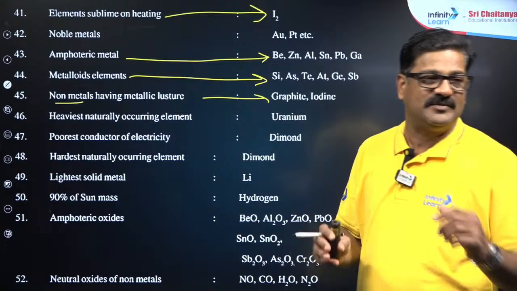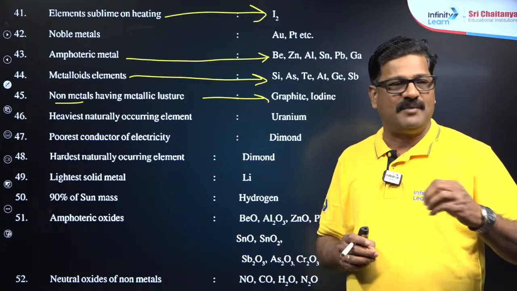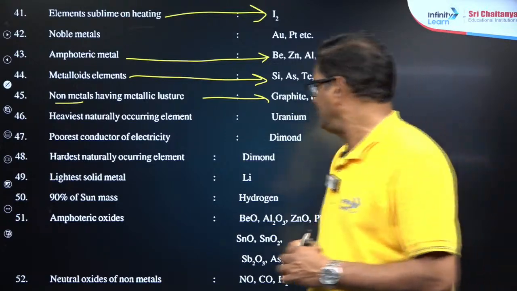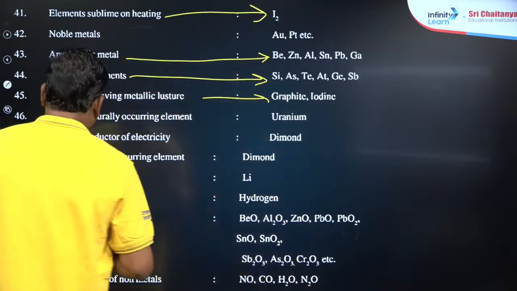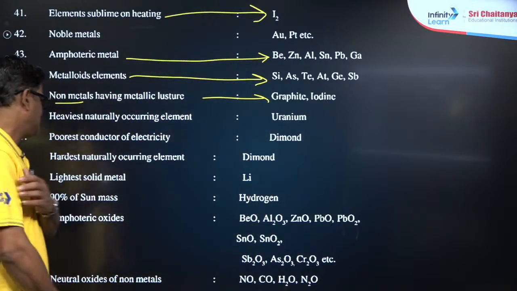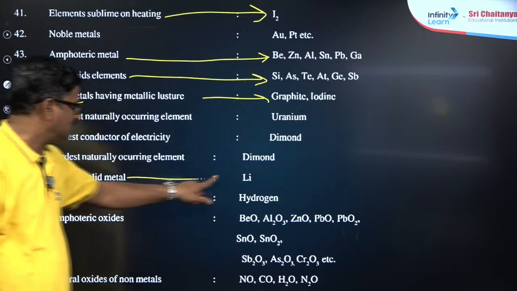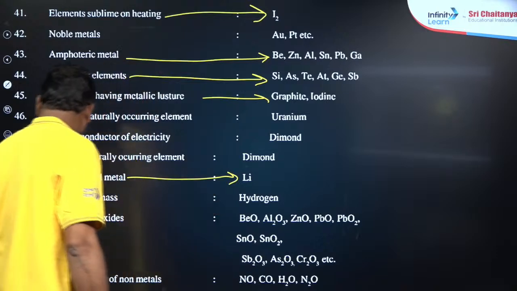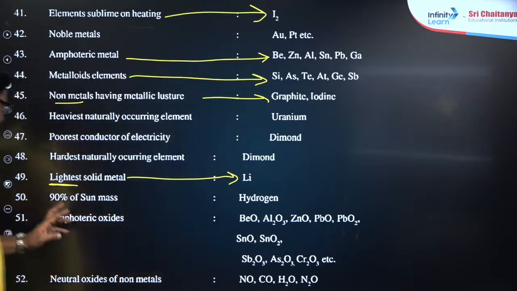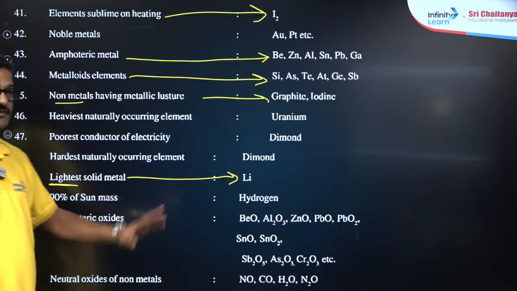Lithium is stored by wrapping in wax. Okay. And poorest conductor of electricity is diamond. Hardest naturally occurring element, diamond. Lightest solid metal is lithium. 90% of the sun's mass is hydrogen.